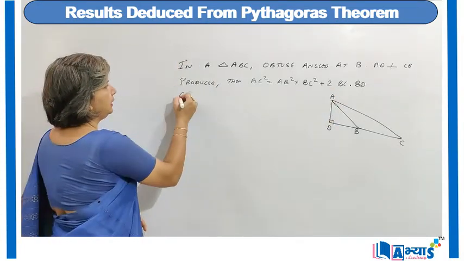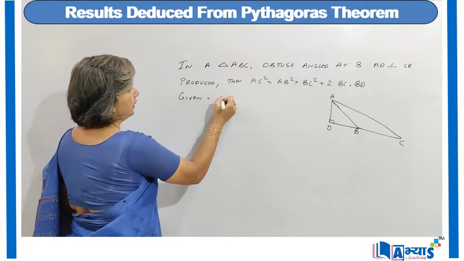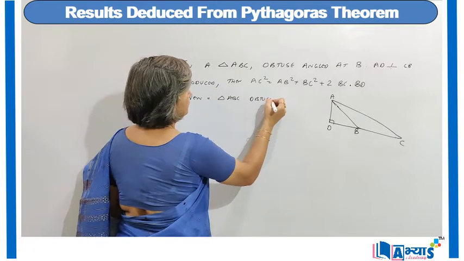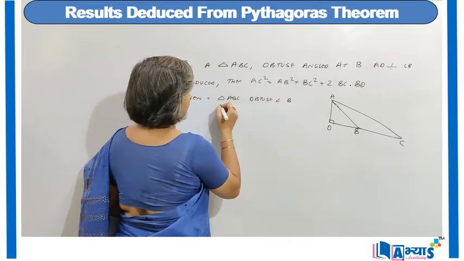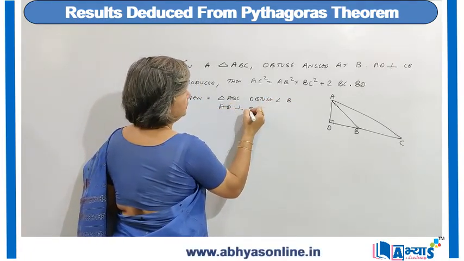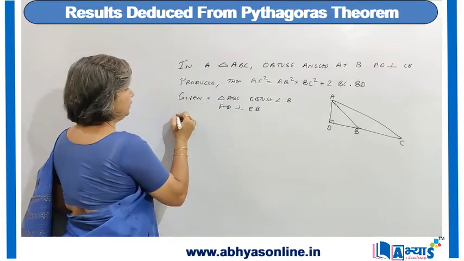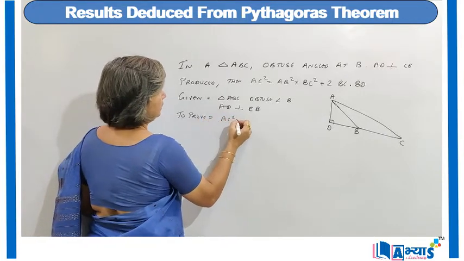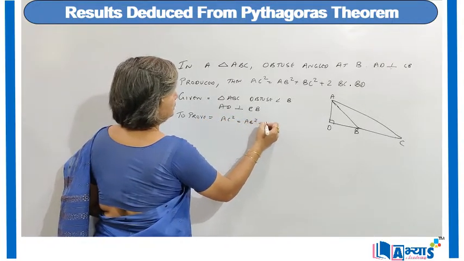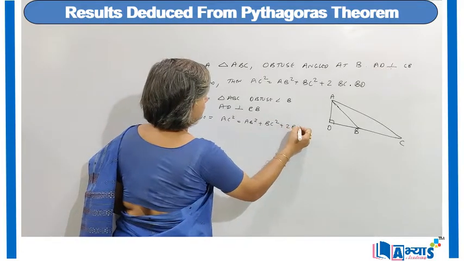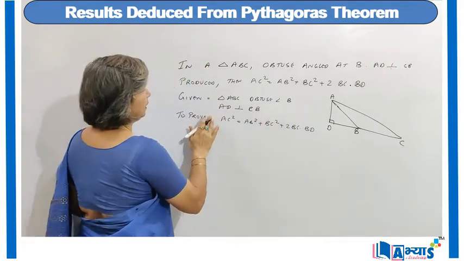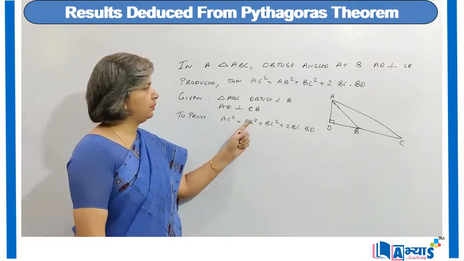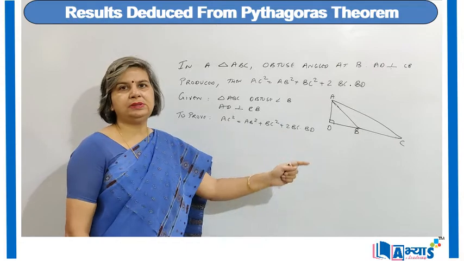That means we are given triangle ABC, obtuse angle B, and AD is perpendicular to CB, and we are to prove AC square is equal to AB square plus BC square plus 2BC into BD. That means we have to deduce the result. AC square is equal to AB square plus BC square plus 2BC into BD.